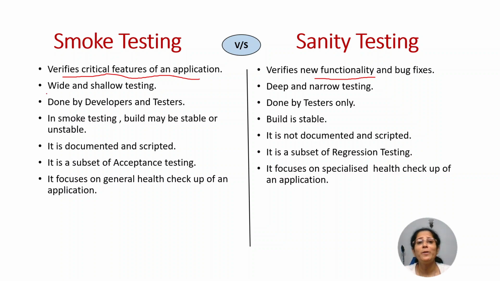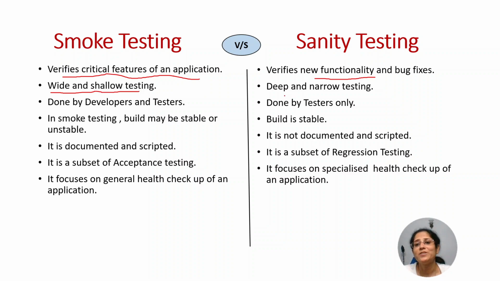Coming to the second point, smoke testing is called wide and shallow testing. Let's understand why. In smoke testing, once we receive the build from the development team, we will not go into detailed testing. We will not go for in-depth testing of an application. Usually, we do high-level functionality testing of an application to make sure my build is stable or not. So we'll be testing in a wide range, not in depth. That is why it is called wide and shallow testing.